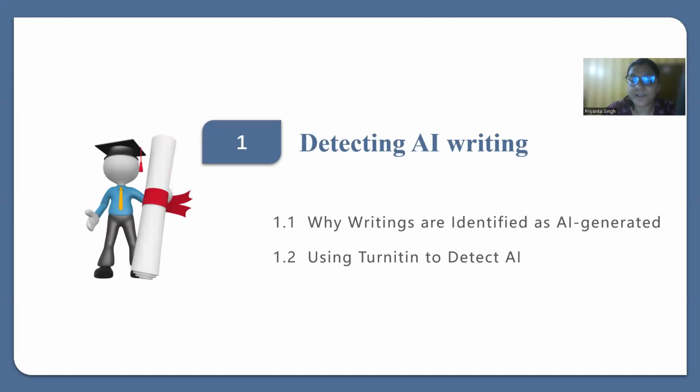Our first section is about detecting AI writing. This section is divided into two parts. In the first part, we will examine why writings are identified as AI generated. In the second part, we will demonstrate how to use Turnitin to detect AI-generated content. This includes a step-by-step guide on submitting your work to Turnitin and interpreting the results.